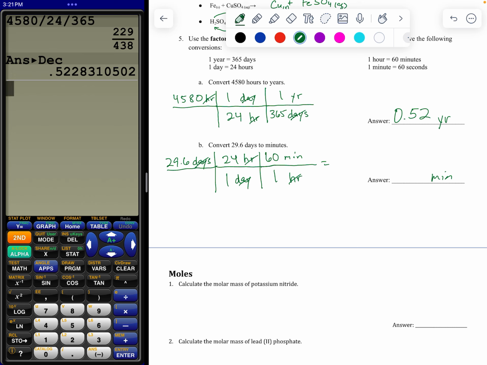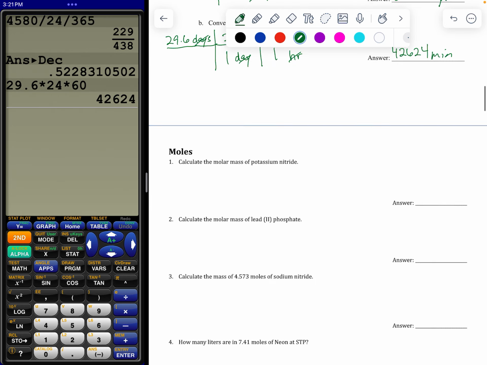So 29.6 times 24 this time because it's on the top, and times 60 because it's on the top. That would be 42,624 minutes are in 29.6 days.